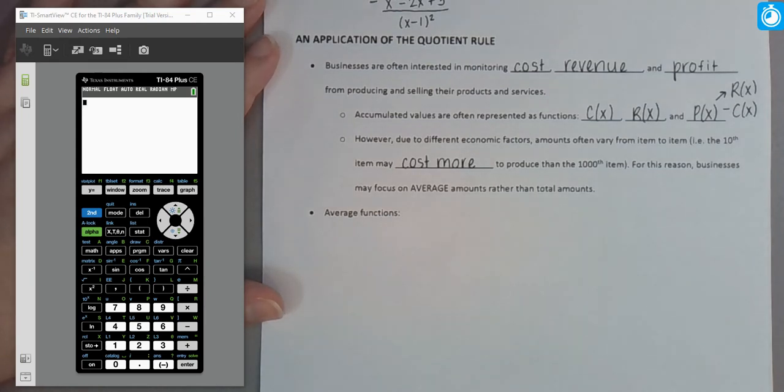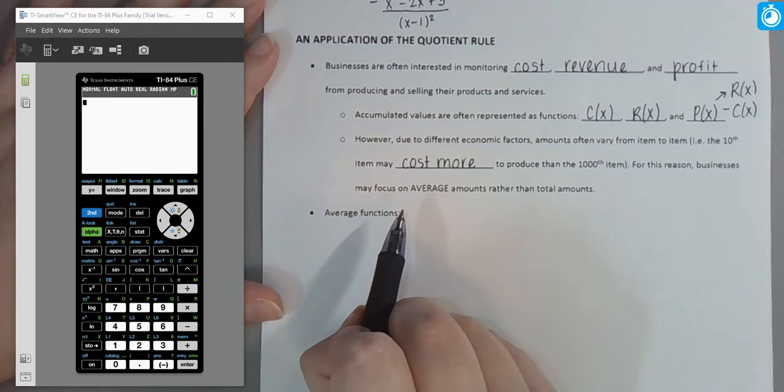In a lot of situations, the more we produce and sell, overall our costs are going to decrease over time. So rather than focusing on accumulation, where maybe the first item we produce and the 100th item we produce vary a lot in terms of what they cost, we may focus on average amounts. So what's the average cost? If the first item costs a lot to produce, but the 100th item doesn't cost nearly as much, well, what's the average between the two? Focusing on the average may give us a better overall picture than just focusing on the total cost overall.